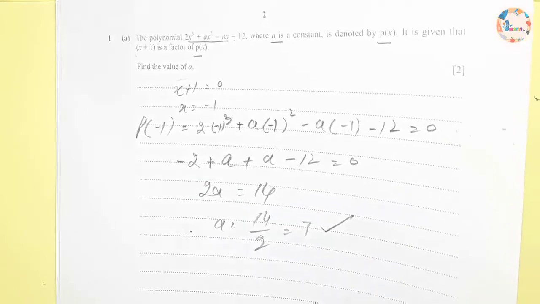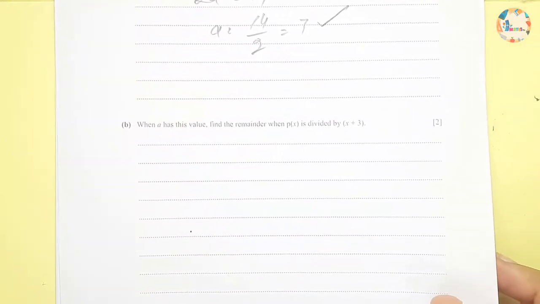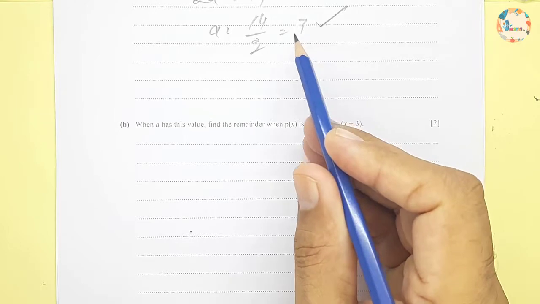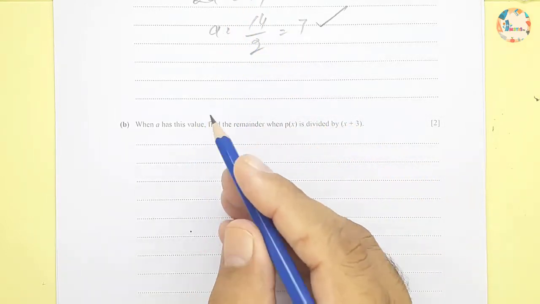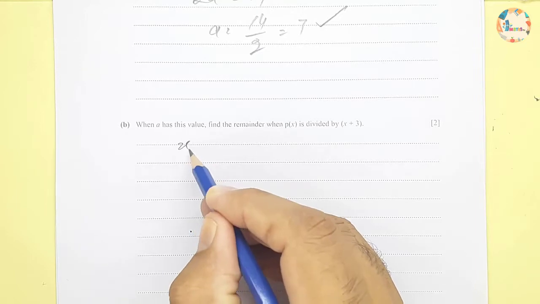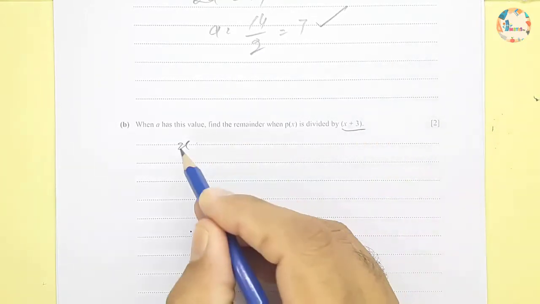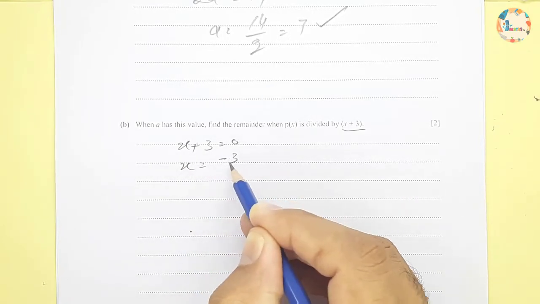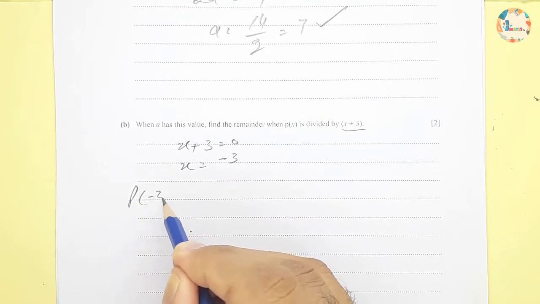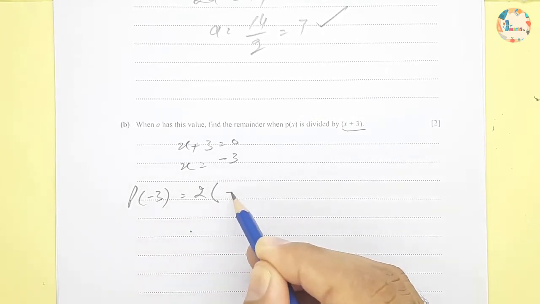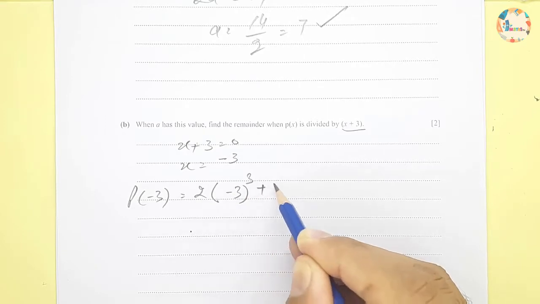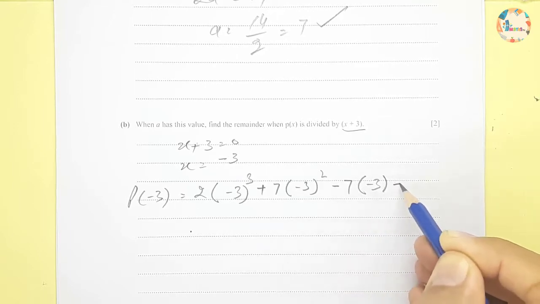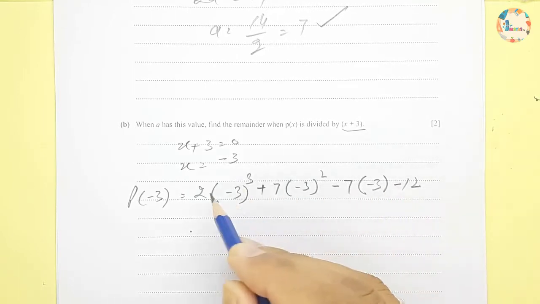B part: when a has this value, find the remainder. Now a is equal to 7. If we replace it in the polynomial, what will be the remainder? Similarly, this x plus 3 we will set equal to 0, so x is equal to minus 3, and we will be finding p of minus 3. p of minus 3 will be 2 into minus 3 cube plus 7 into minus 3 square minus 7 into minus 3 minus 12, and this will be the polynomial.